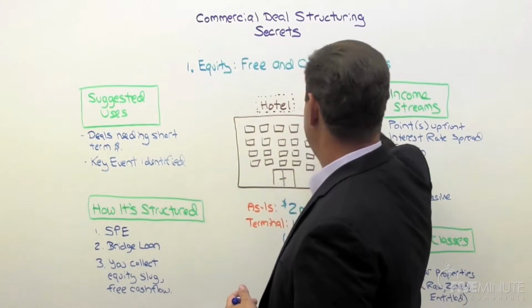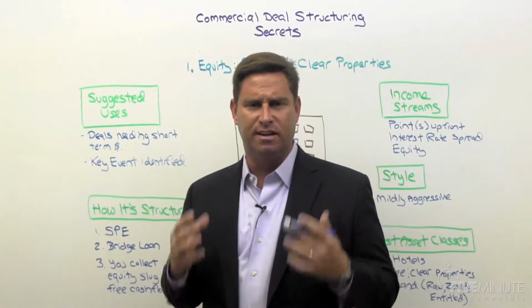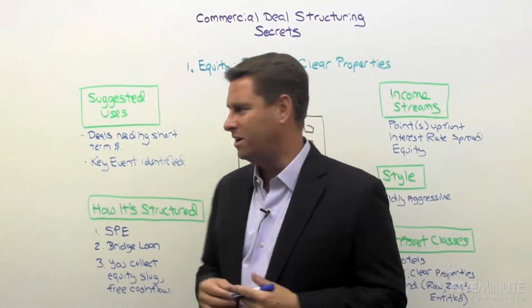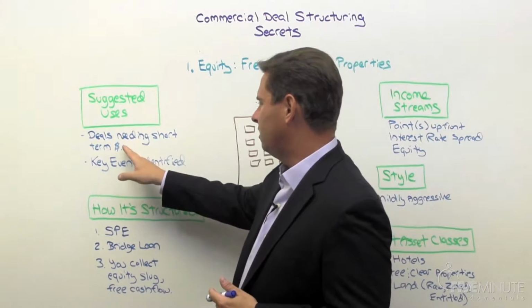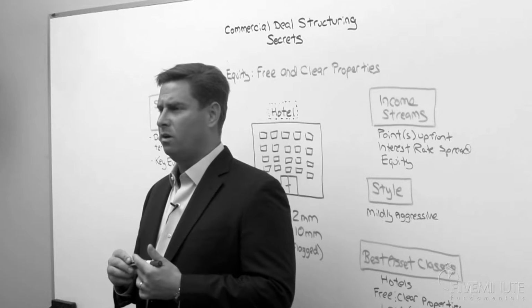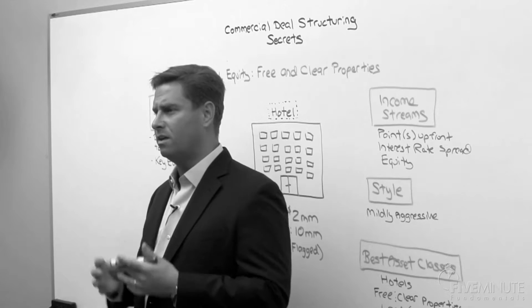This is what we call free and clear properties. It's basically, how are you going to get equity out of this deal? This is real deal junkie gamesmanship 101 that we're starting with. So for this strategy, for the suggested uses, we're talking about deals that need short-term cash. This short-term cash could be used to bring it into its highest and best use or to do some sort of a quick key event.